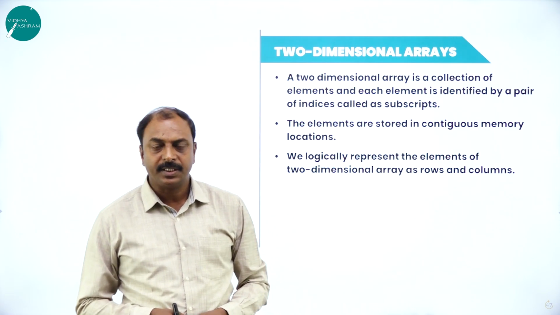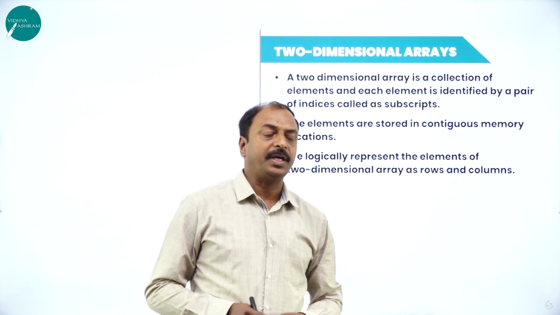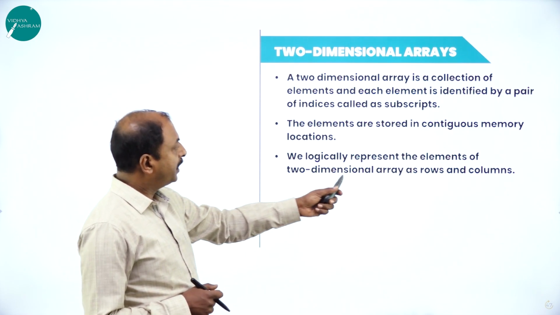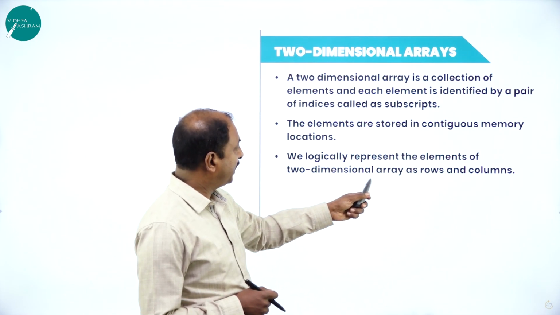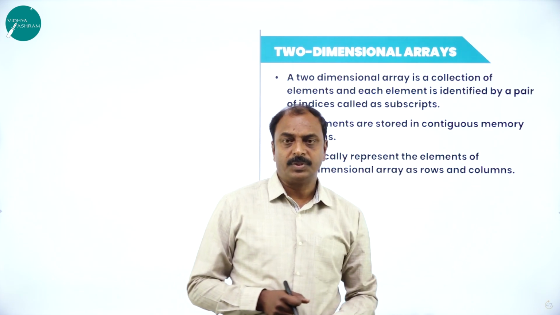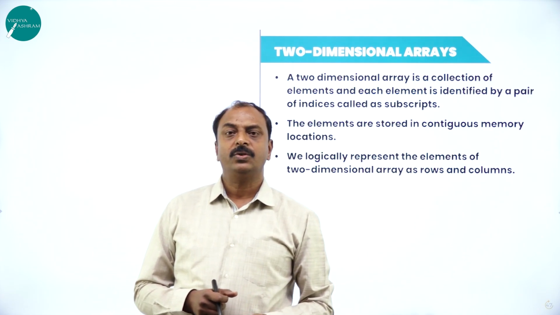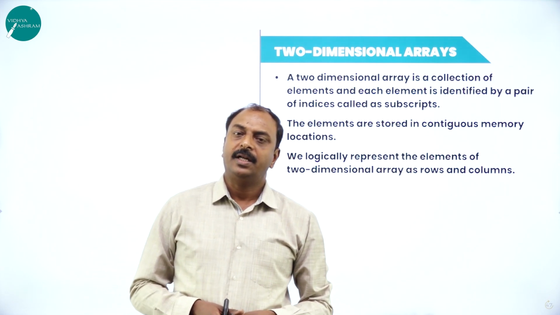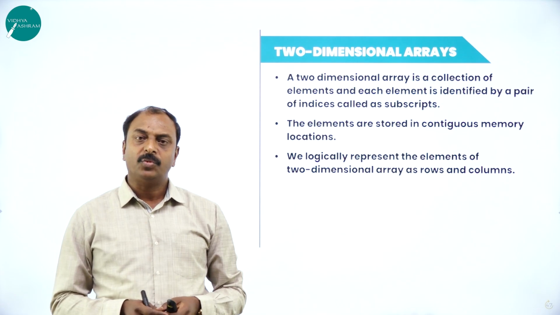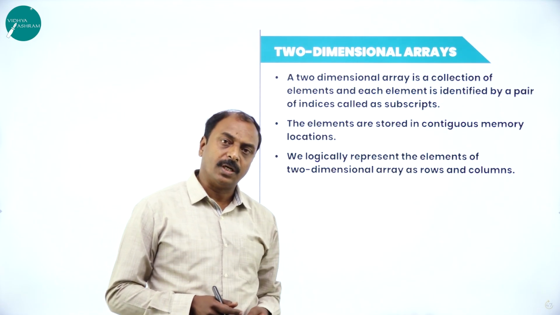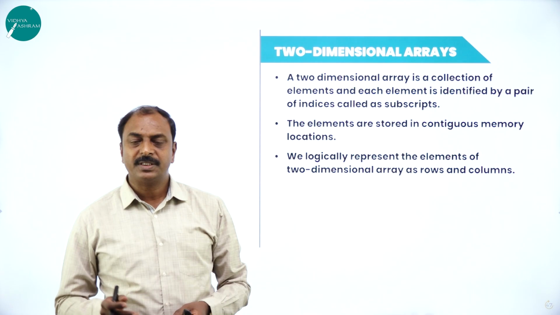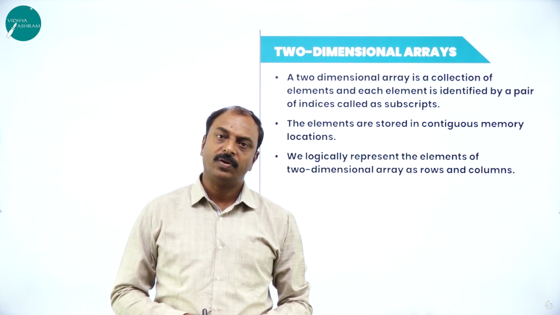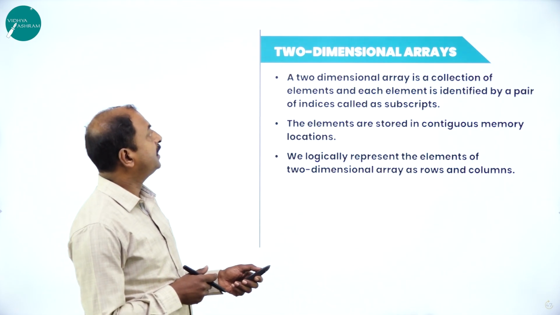Array is a linear data structure. Here, all the elements are stored in continuous memory locations. And we logically represent the elements of two-dimensional array as rows and columns. This is how we represent logically. So that is why we say here in two-dimensional array, the data items are stored in more than one row and one column. And here we represent the data items with two subscripts, one for row and one for column. Now let us see the next slide.